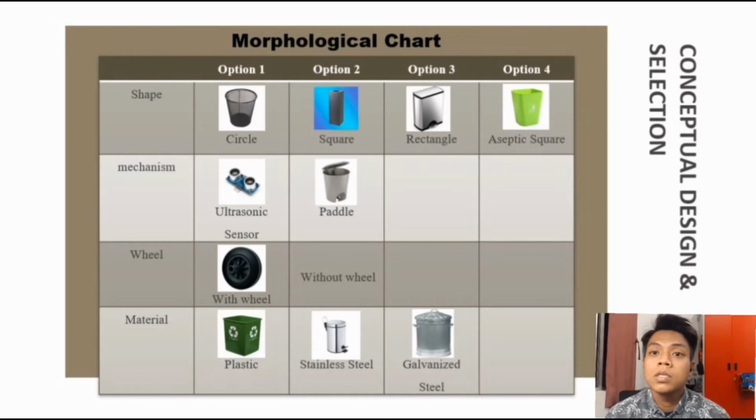For my part, I will explain about the conceptual design and selection. Firstly, the morphological chart. The morphological chart is a method of generating ideas in an analytical and systematic way. On the left side of the chart, the functions are listed, while on the right side, alternative methods that can be used to carry out the functions are depicted.